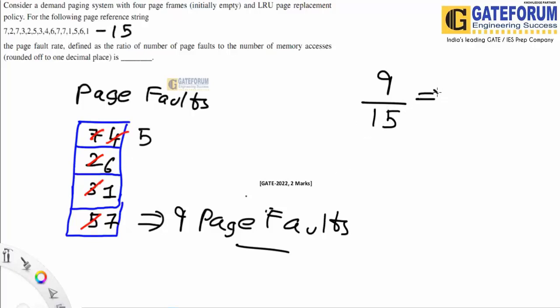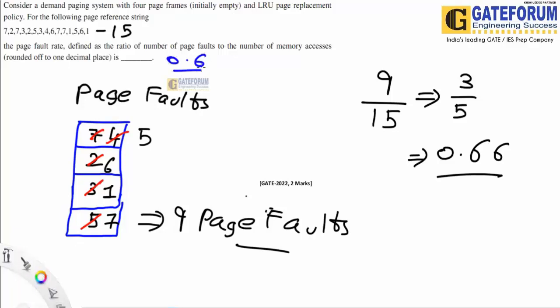It is something similar to 9 divided by 15, which is 3 divided by 5. Basically, you will have the value as 0.66, and it will continue. But this means you have to round to one decimal place. So our answer would be very simply 0.6, rounded to one decimal place. Okay, so our answer would be very clear. It would be 0.6. So this was also a very easy question which was asked in GATE 2022.